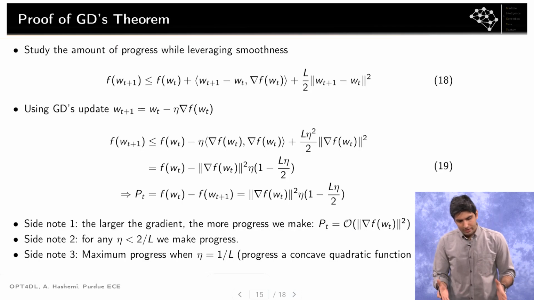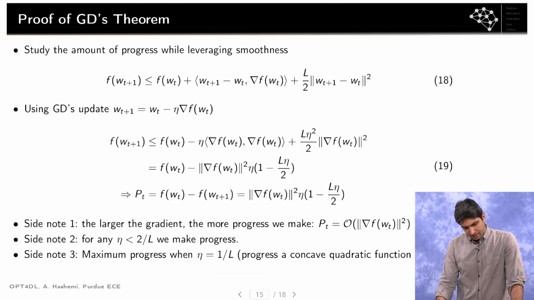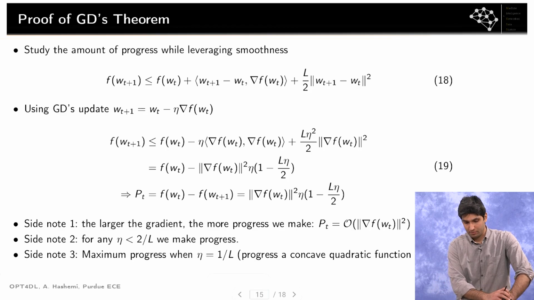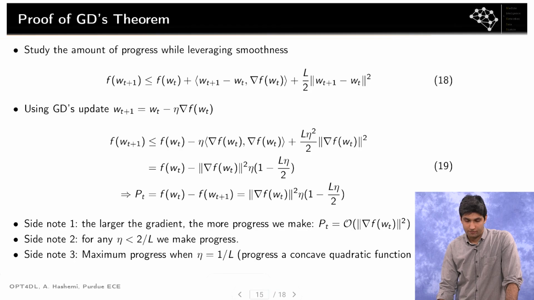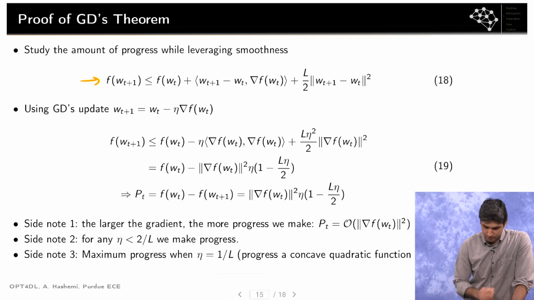All right. So the key idea is, again, to study the amount of progress we are making, and our friend here is smoothness. So we're going to leverage the fact that the function is smooth. Okay? In particular, as we saw in the previous lectures, smoothness helps us to understand progress. Okay? So it helps us to actually study the progress we are making, because we have this very nice convex quadratic upper bound on the function. So we can actually use that here.